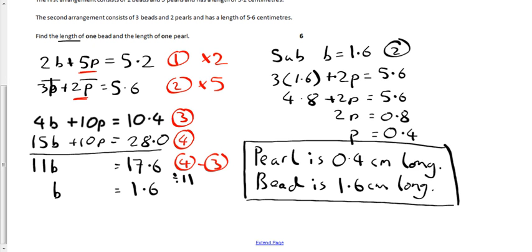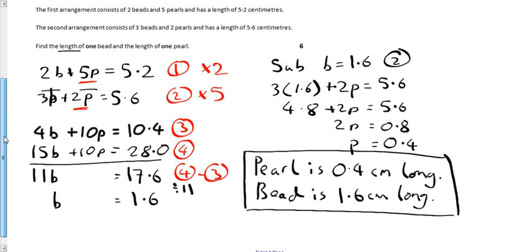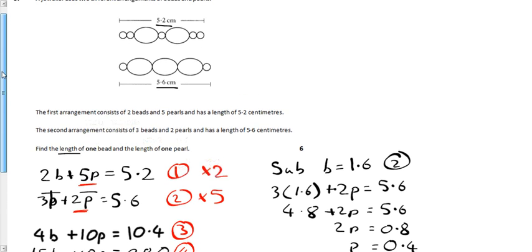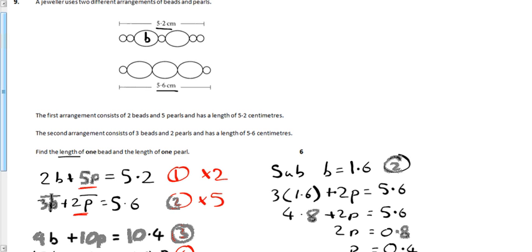Good idea, I suppose, would be to look back to the original diagram. My beads, are they bigger than my pearls? 2 beads and 5 pearls. Yep, so the pearls are definitely the smaller in that diagram there.